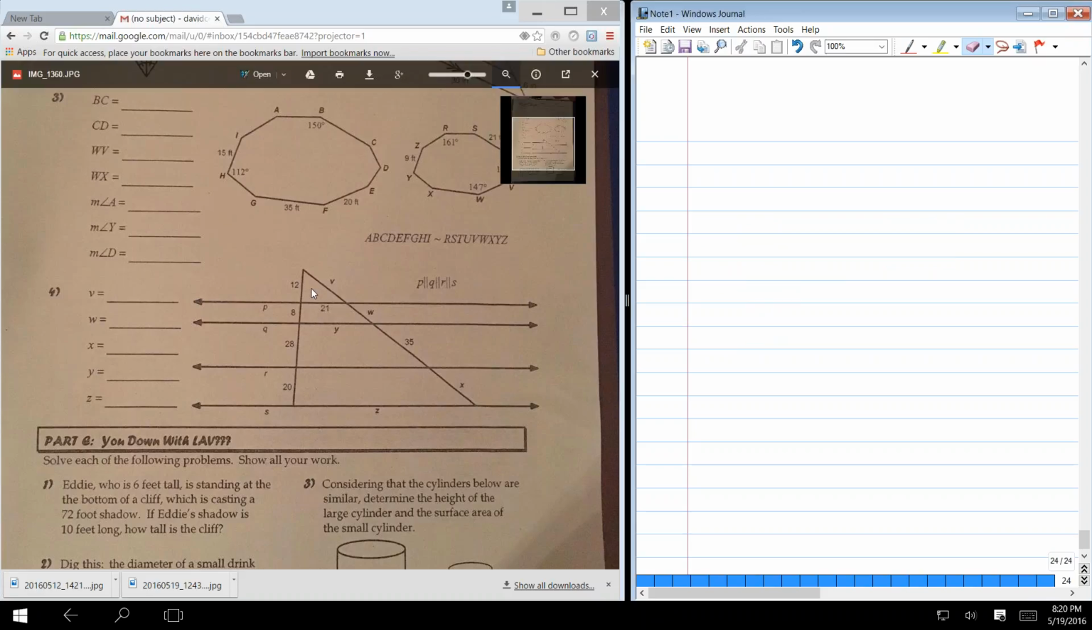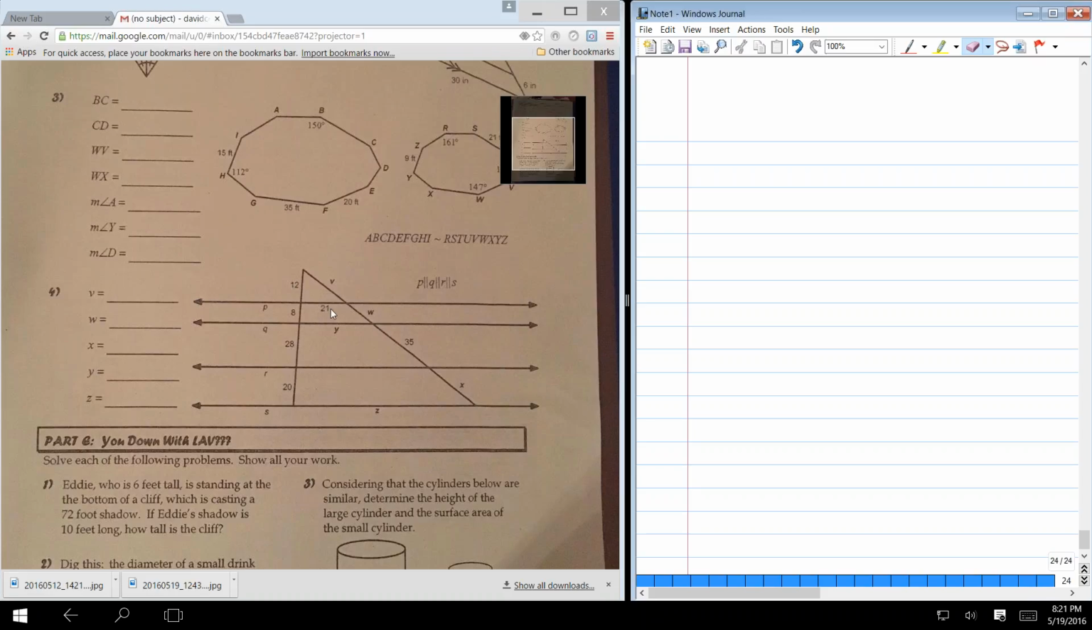Now, this triangle is similar to this triangle. So how could we do y? Remember, you can do this in a number of ways. You could say 12 is to v as 21 is to y, and we know what v is. In other words, we solved for v. But the way I actually prefer to do this is, let's look at this triangle.